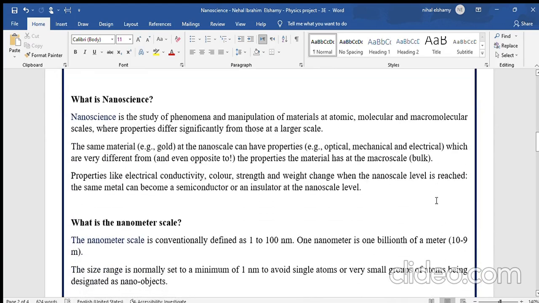Nanoscience is the study of phenomena and manipulation of materials at atomic, molecular, and macromolecular scales, where properties differ significantly from those at a larger scale. This means that the same material, for example gold, at the nanoscale can have properties, whether optical, mechanical, or electrical, which are very different from and even opposite to the properties the material has at the macroscale, which is called bulk. Properties like electrical conductivity, color, strength, and weight change when the nanoscale level is reached, which means that the same metal can become a semiconductor or an insulator at the nanoscale.